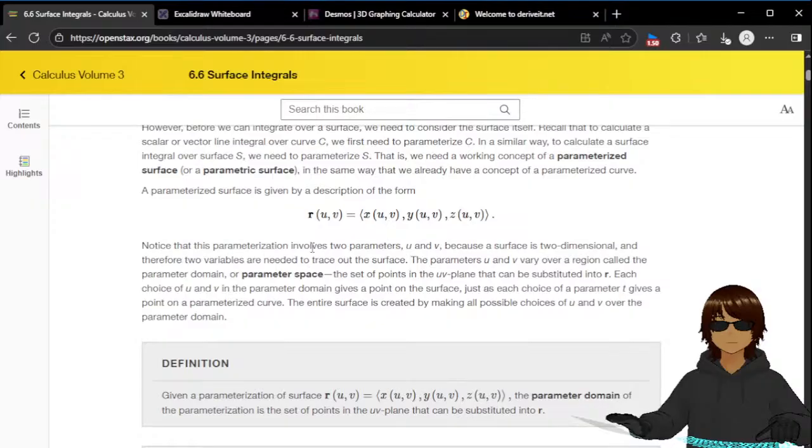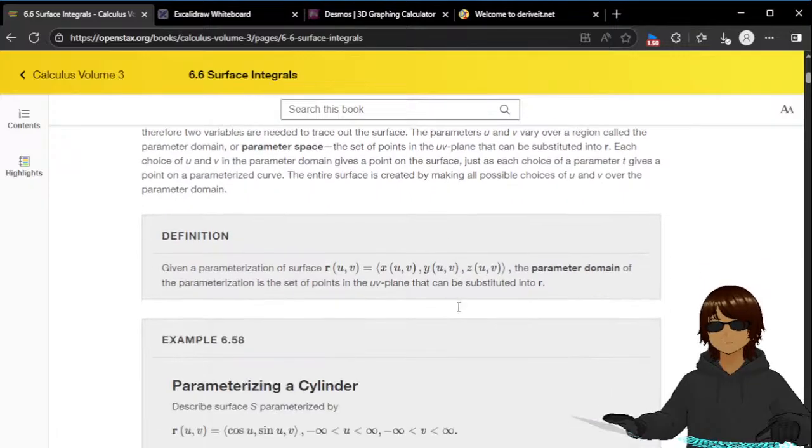Notice that this parameterization involves two parameters u and v because a surface is two-dimensional, and therefore two variables are needed to trace out the surface. Parameters u and v vary over a region called the parameter domain or parameter space, the set of points in the uv plane that can be substituted into r. Each choice of u and v in the parameter domain gives a point on the surface, just as each choice of parameter t gives a point on a parameterized curve. The entire surface is created by making all possible choices of u and v over the parameter domain.